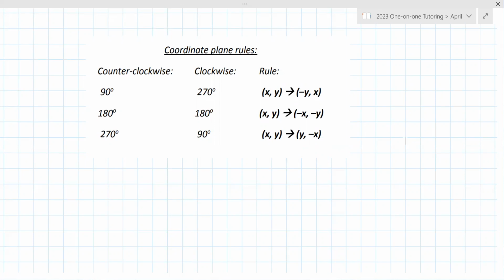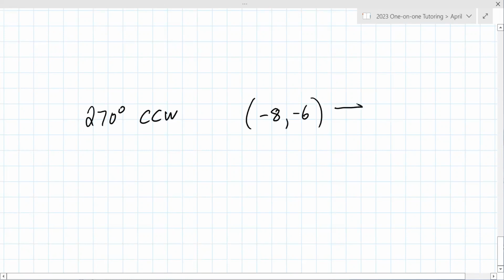So, you got these rules again. The first type of problem I can give you is tell you what the transformation is. I can say it's 270 degrees CCW, that's counterclockwise, and I give you -8, -6, and you have to tell me the new ordered pair.